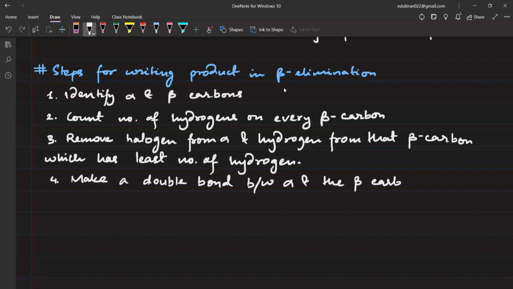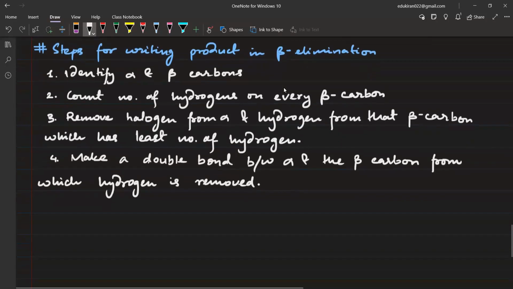Beta carbon from which hydrogen is removed. ठीक है. So you have to make between alpha, alpha तो एक ही रहेगा, बीटा दो हो सकते हैं. तो उस बीटा से डबल बॉन्ड बनाना जहां से आपने हाइड्रोजन को रिमूव किया, from where you have removed the hydrogen atom, that beta carbon. Now let me give you an example.